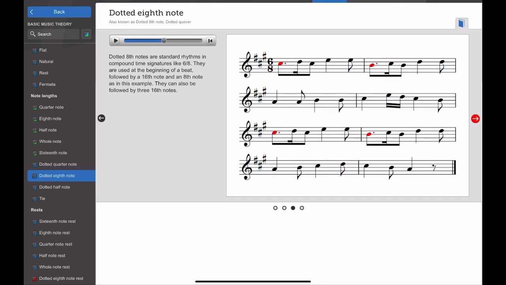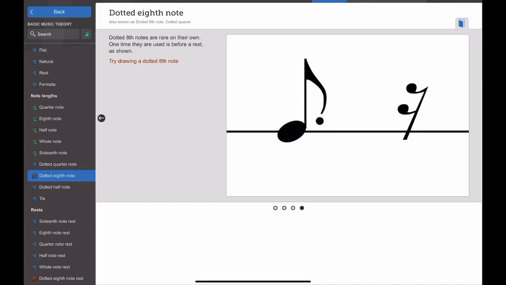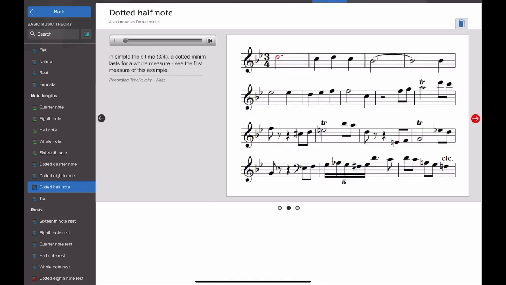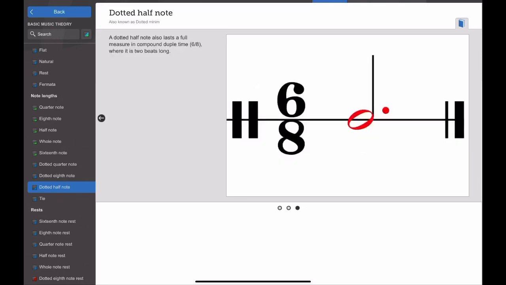Great. Okay, more examples. Okay, this is a dotted 8th note. The dotted half note follows the same rules. So half of a half note is a quarter. You add it to the half note, then you get 3 beats. Let's see what that is. I'm curious. Yes, that's how it looks.